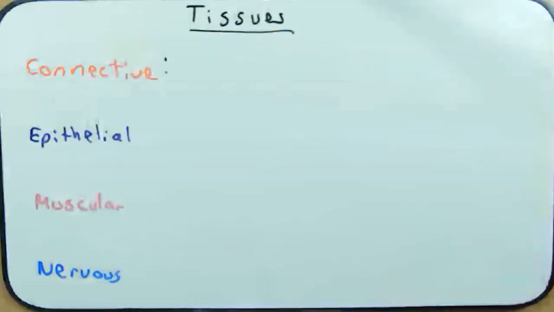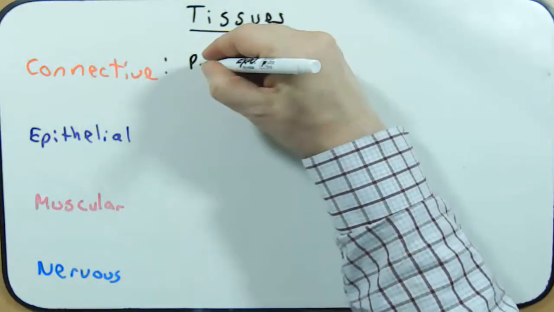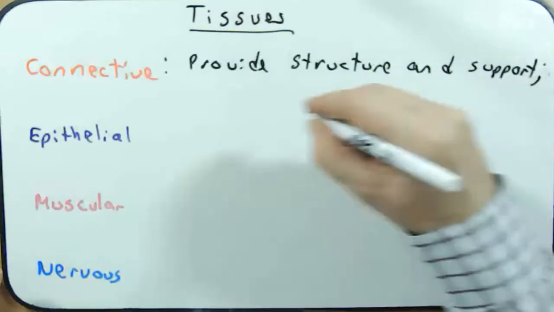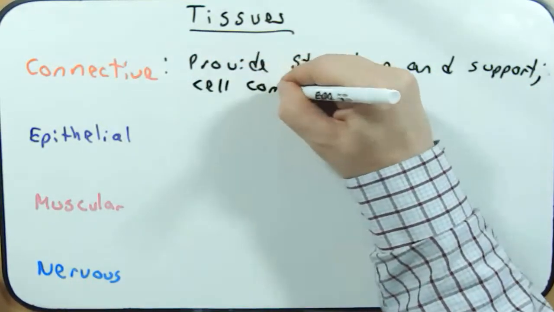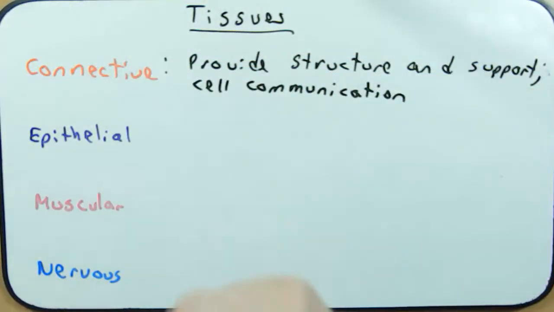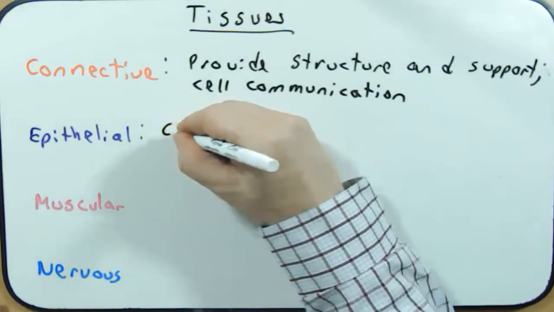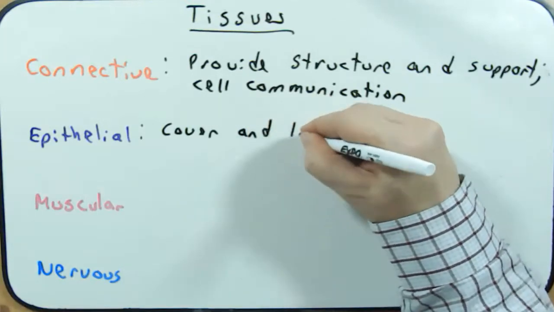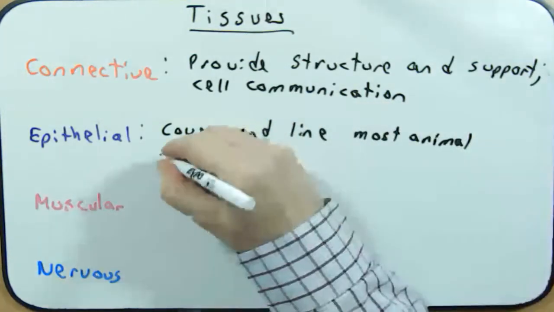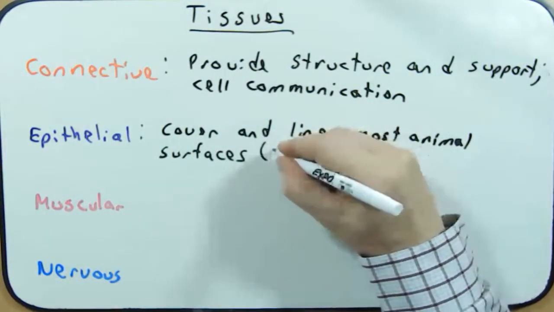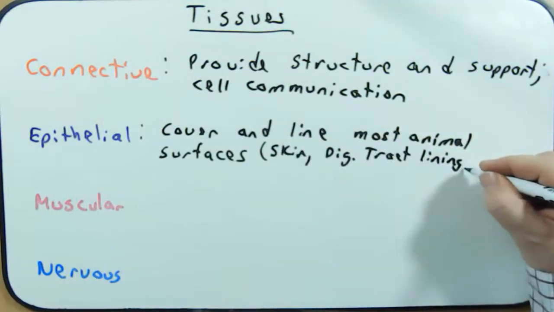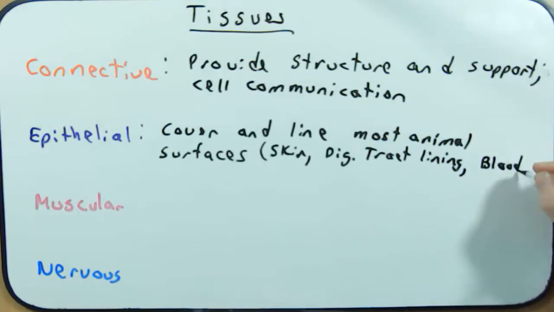The connective tissues provide structure and support and are important in cell communication. Epithelial cells cover and line most surfaces within an animal. This would include our skin, digestive tract lining, and the lining of blood vessels.